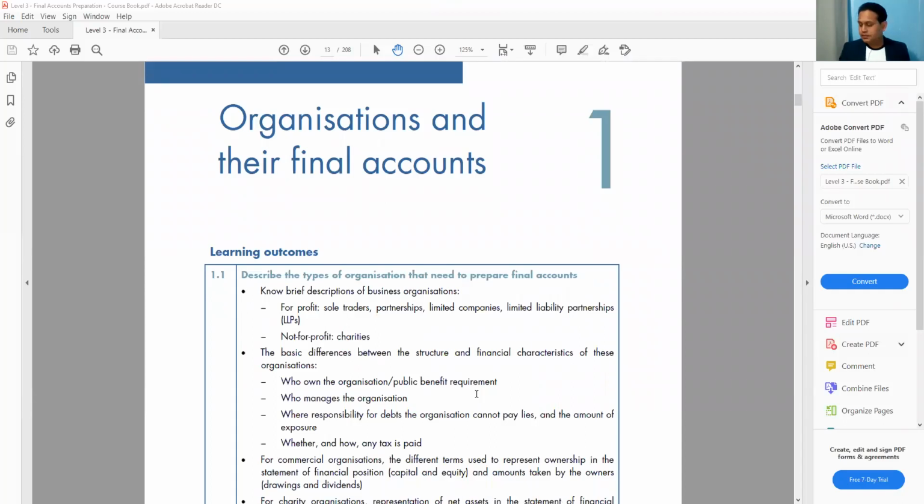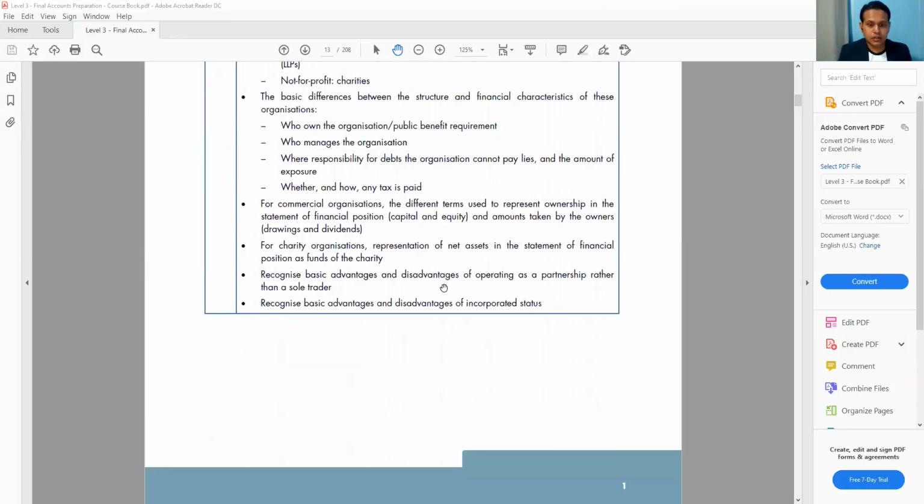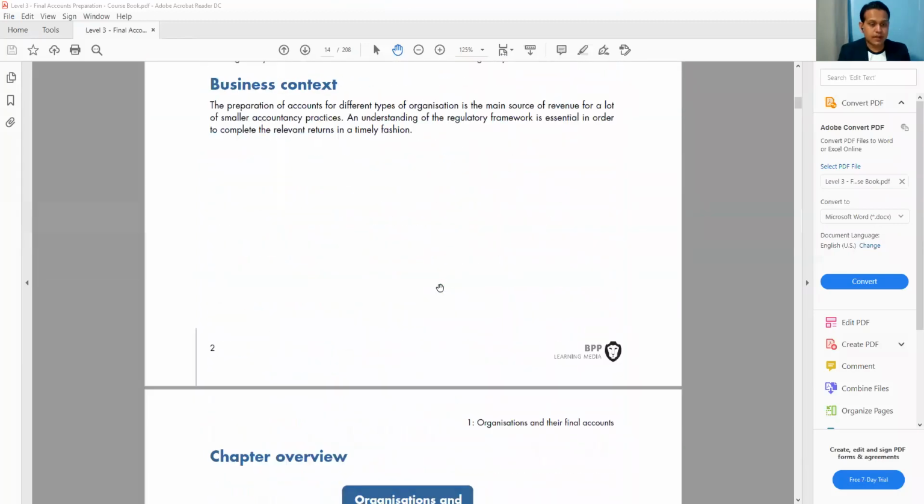All right, so organization and their final accounts. Vinol, if you send me an email, just resend it to me if I missed it, and I'll have a look again. So organization and their final accounts. Let's have a look at what we have in this chapter.